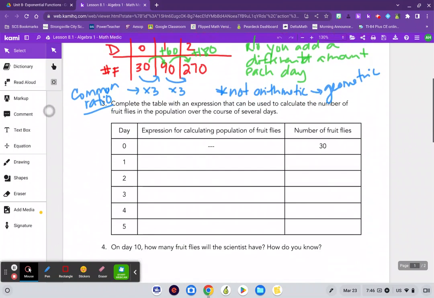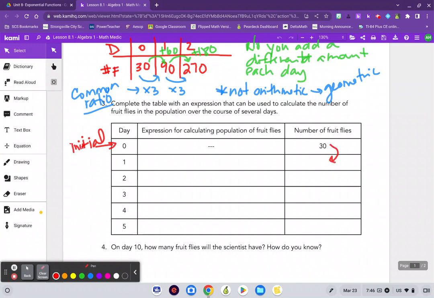Okay. Complete the table. Write an expression that can be used to calculate the number of fruit flies in the population over the course of several days. So again, they've started making this table for us, which we had started to create up top. And it says day 0, that's my initial. I'm going to highlight that and say that's my initial number. And we're going to be tripling, so I'm going to be multiplying by 3. In fact, for each of these, I'm just going to on repeat, multiply by 3. Makes it seem pretty simple.